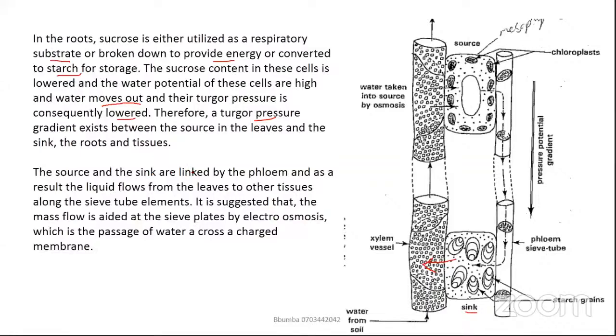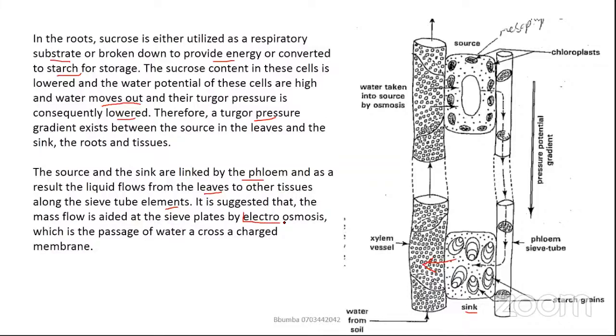Now the source and sink are linked by the phloem, and as a result, the liquid flows from the leaves to the other tissues along the sieve tube elements. It is suggested that the mass flow is aided at the sieve plates by electroosmosis, which is the passage of water across a charged membrane.